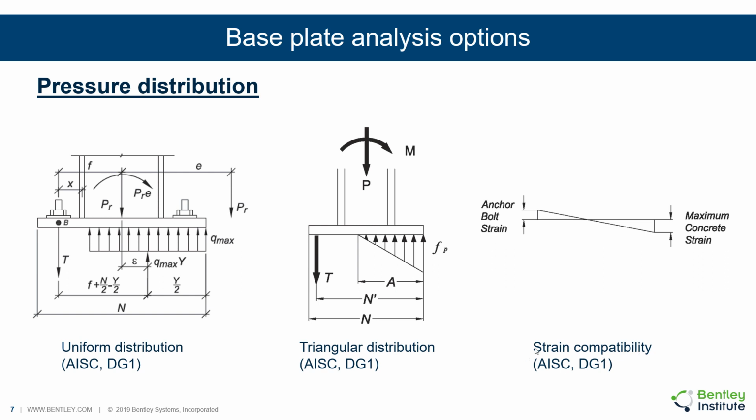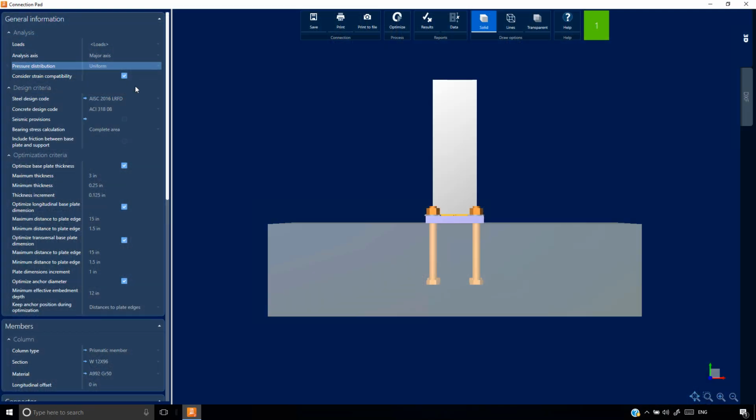When the strain compatibility is enabled, an additional constraint is added to the system, where now it's required for the anchor bolt strain to be in agreement with the concrete strain. This helps to find a solution where the regular method could not. Let's change the analysis options to be in agreement with the AISC Design Guide 1. We'll pick a uniform distribution and we will disable the strain compatibility.